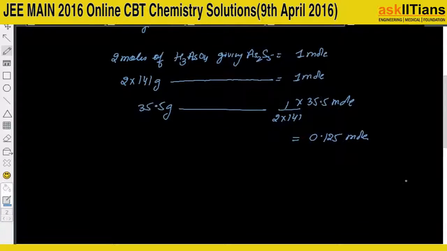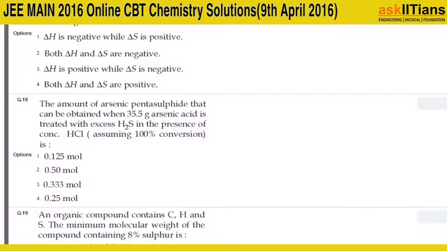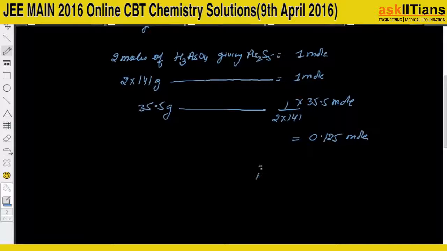Let's see what are the options that have been given to us for this particular question. So my goodness, the first option is 0.125, and hence I'll say option number 1 is the correct option for this particular question.